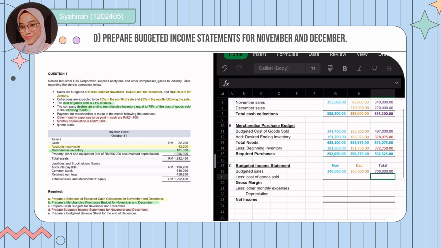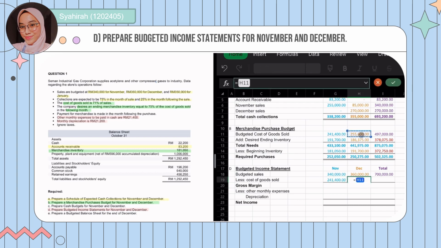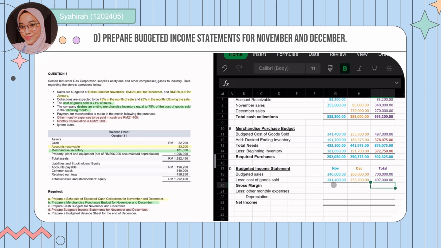Okay, next we have to minus the cost of goods sold. So we have calculated the cost of goods sold previously. So we just copy the amount from here. Just copy it like this. Just equal and take the amount from the cell. This is so that the amount stays the same.